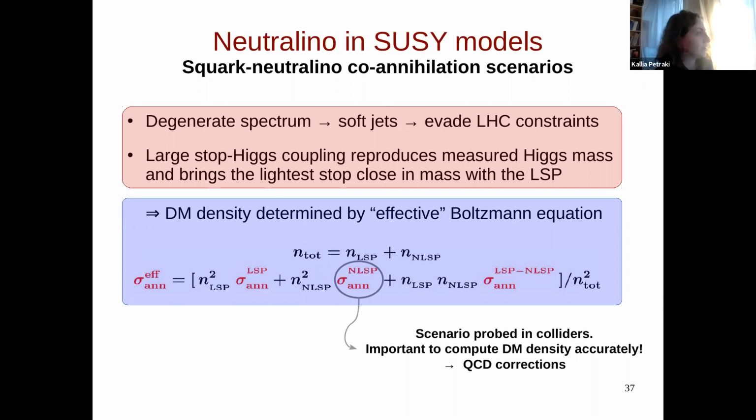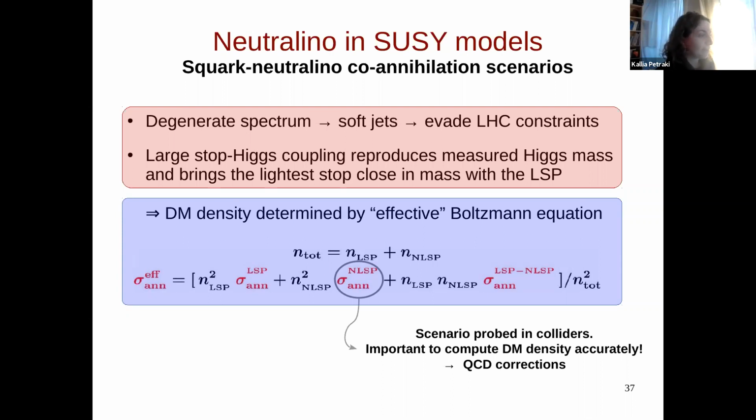So one of the last refuges of the neutralino dark matter are scenarios where the neutralino, the lightest supersymmetric particle, is nearly mass degenerate with the lightest squark. The reason that this is viable is because the jets produced at colliders are soft, so they evade detection. But there is also another reason for which these scenarios are interesting.